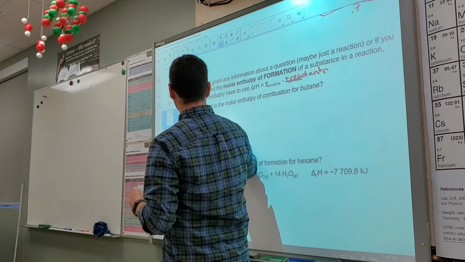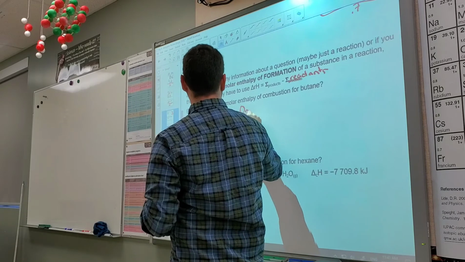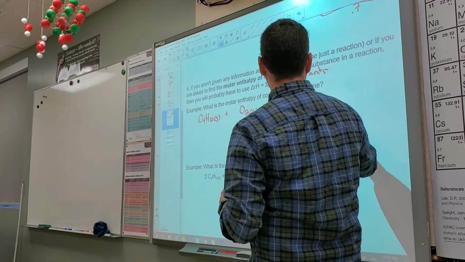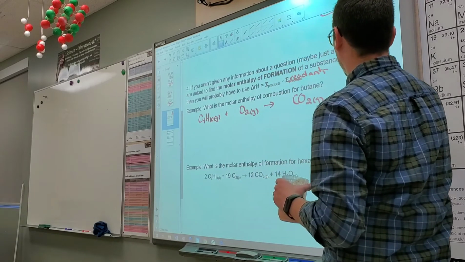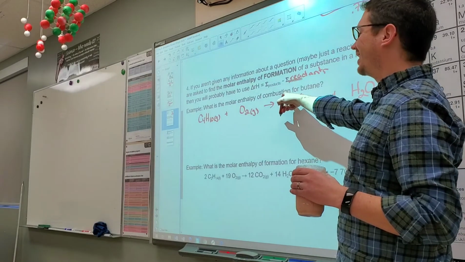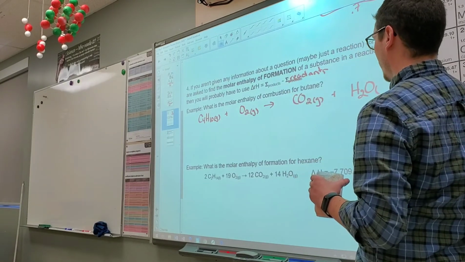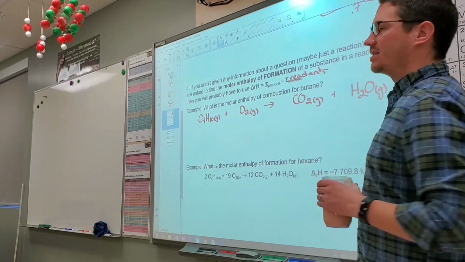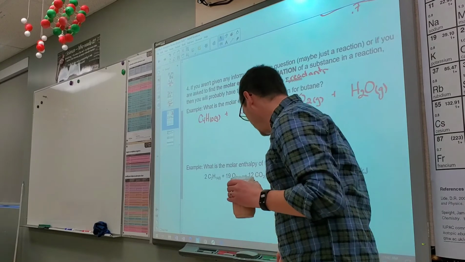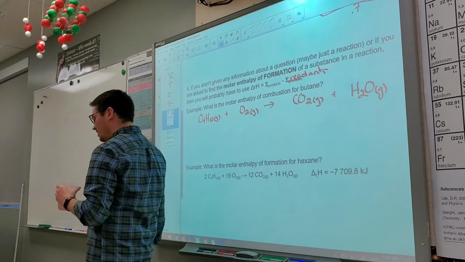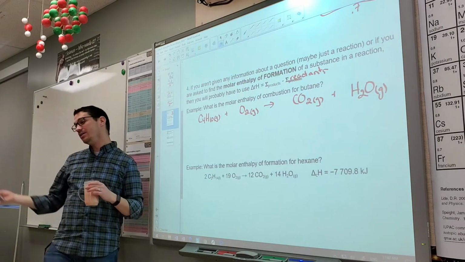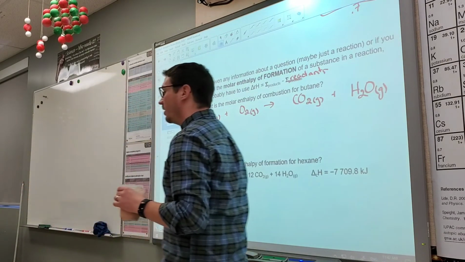C4H10 plus a certain amount of O2 gives you CO2s and H2Os. Now, because we're combusting it, what's going to be the state of matter of water? It's going to be a gas. It's going to be a vapor, right? There's lots of ways you can do this, but I just want to make sure that we're all on the same page.